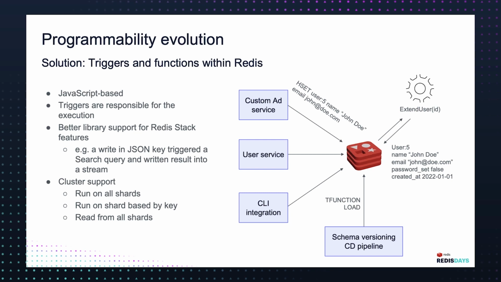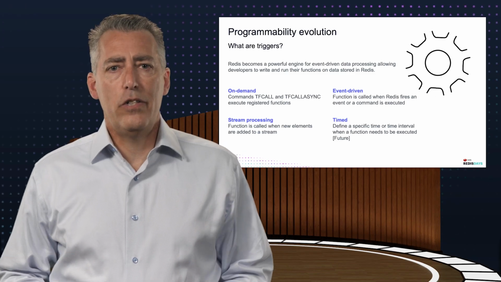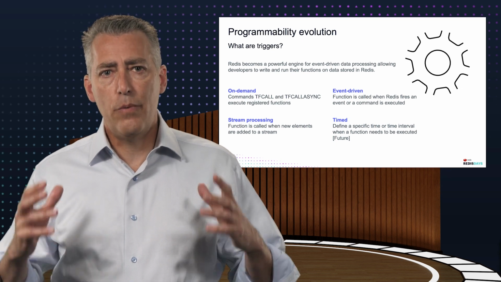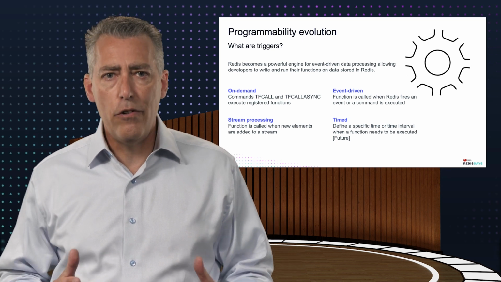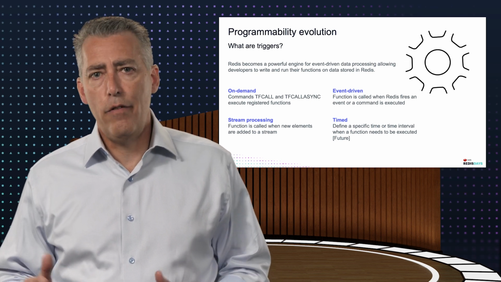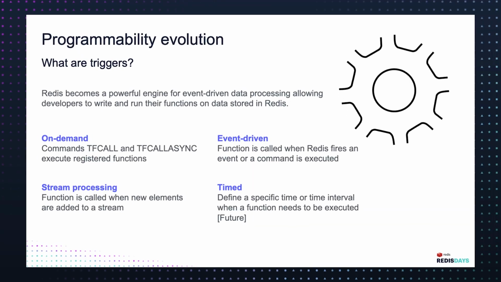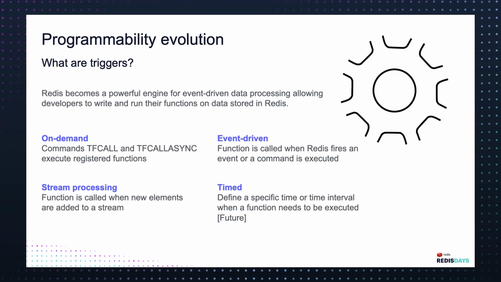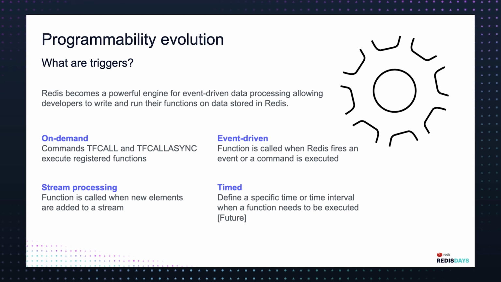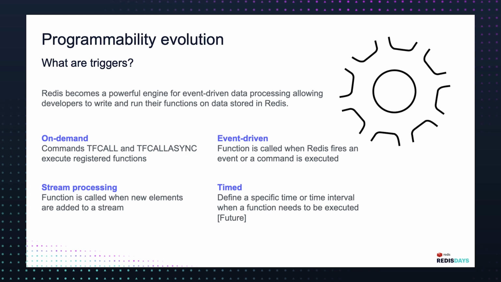In addition, there's first-class support for clustering while maintaining the easy-to-load and maintenance mechanisms introduced as a part of Redis 7. The introduction of triggers and functions makes Redis more useful. It allows Redis to become a powerful engine for event-driven data processing while allowing developers to write and run their functions on data stored within Redis. Here you see the specific triggers that we're introducing, including on-demand commands, event-driven, and stream processing. We're also looking to introduce a timed trigger function in the future.